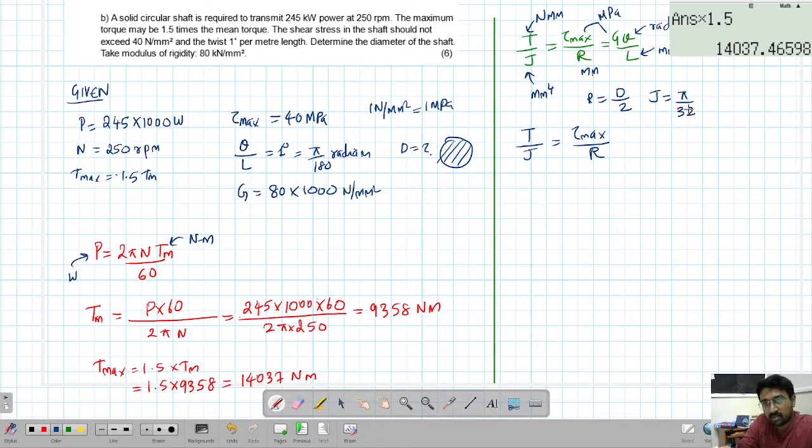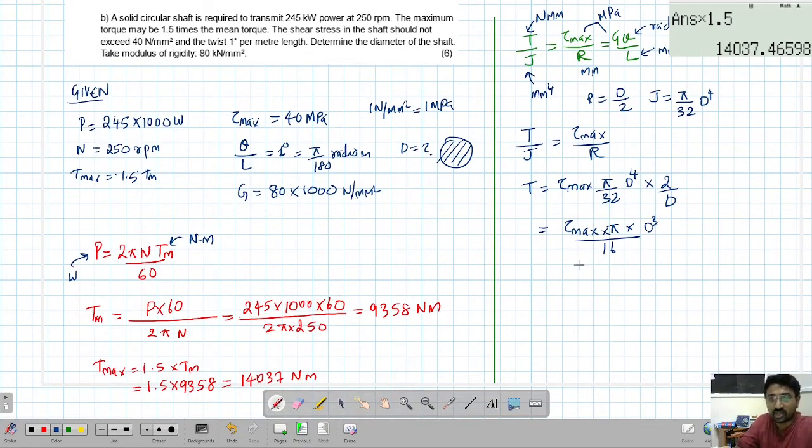Pi by 32 into D to the power of 4. Right? So this we just have to substitute. So T equal to tau max into J. What will be J? Pi by 32 into D to the power 4 into, so 1 by R is 2 by D. So this gives me tau max into pi into D cube by 16. D and D get cancelled. 2 and 32 will become 16. Okay, so we can substitute.